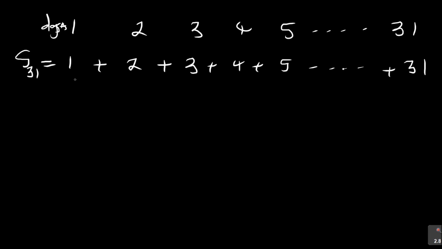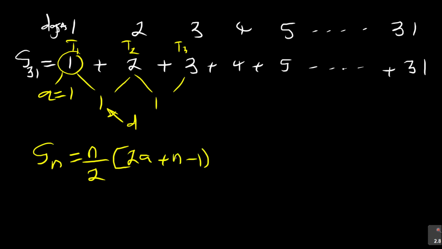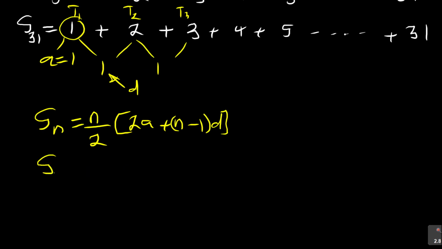So what you have to find first is your first term, which is this one. This is our a, our first term. But now if you do T2 minus T1, remember this is T1, this is T2, this is T3, and so on. T2 minus T1, which is 2 minus 1, is 1. That is our d, our common difference. So you write the formula now. Sn is equal to n over 2 times 2a plus n minus 1 d.